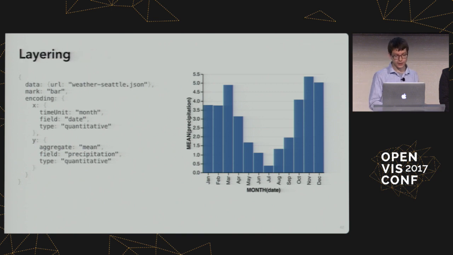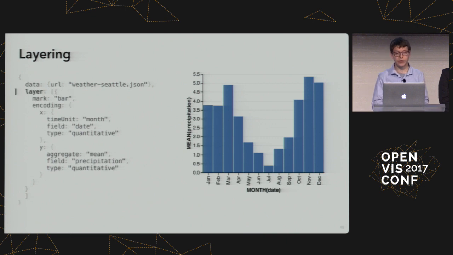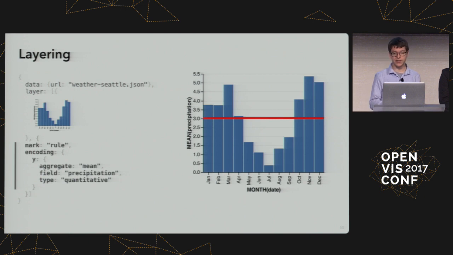The layering operator allows us to draw multiple plots on top of each other. This is useful, for example, to add annotations to a chart. To add it, you nest the specification under the layer keyword. We can then add a second specification to the list of views, in this case, one that shows the mean precipitation using a rule mark.